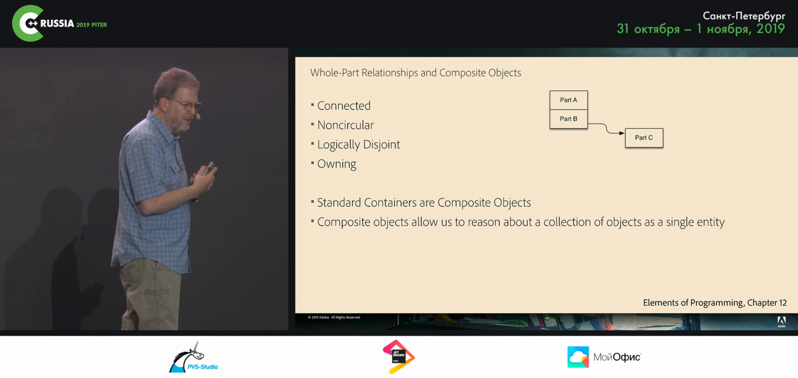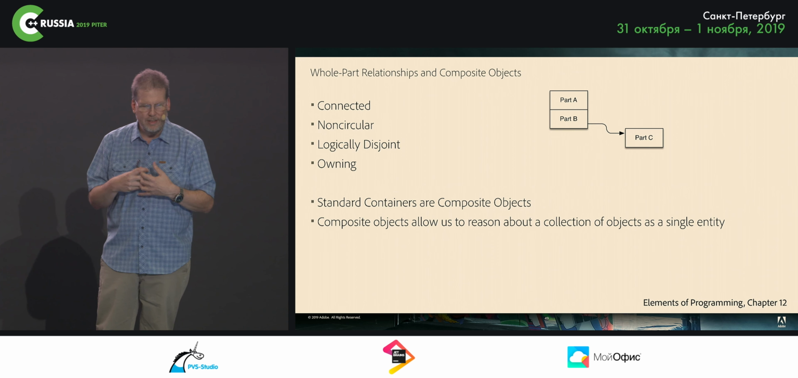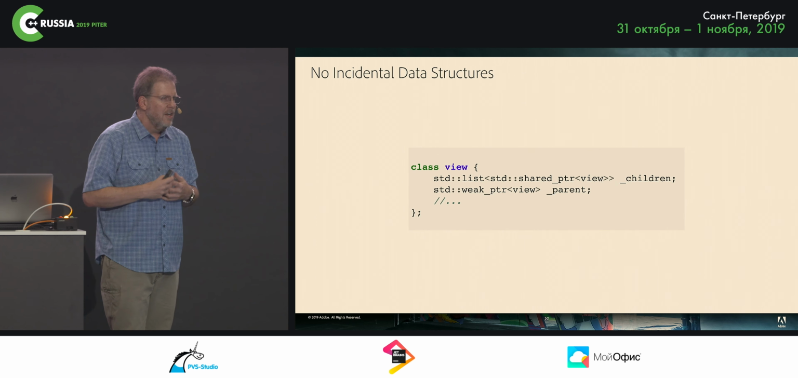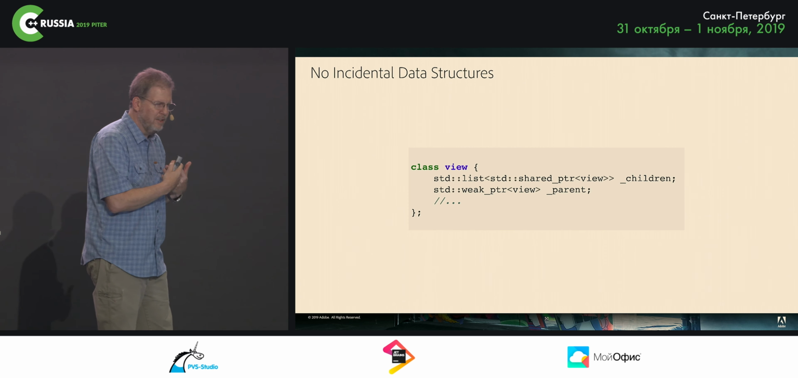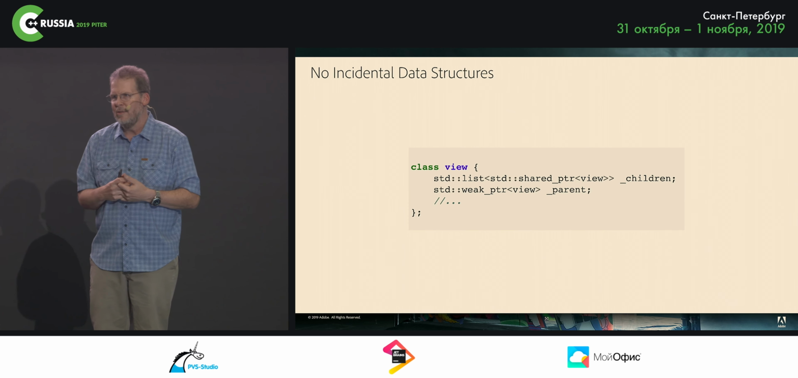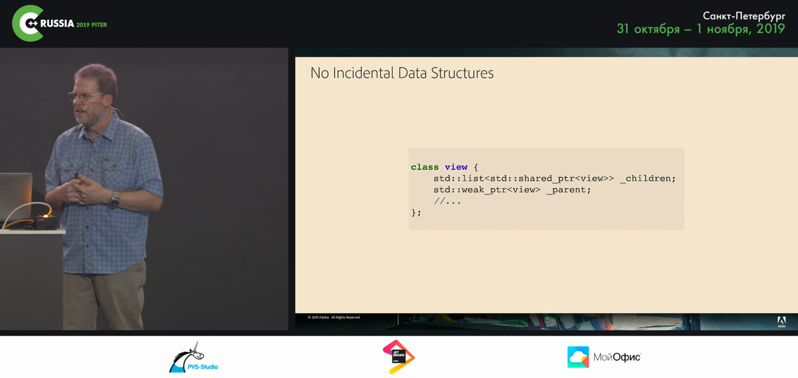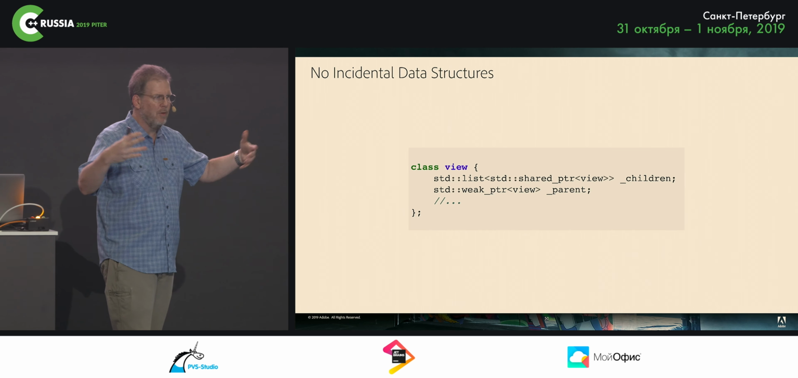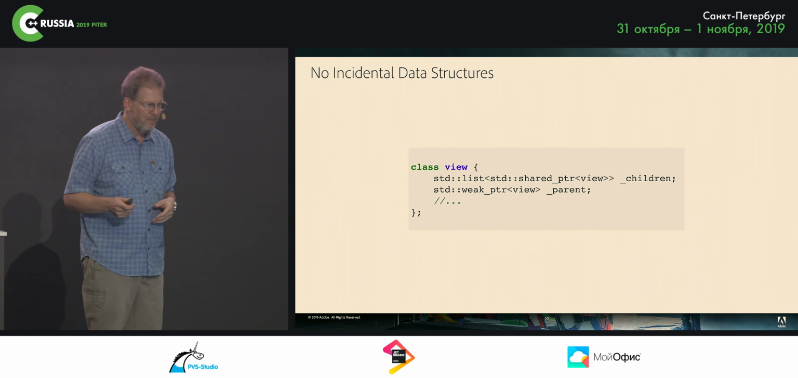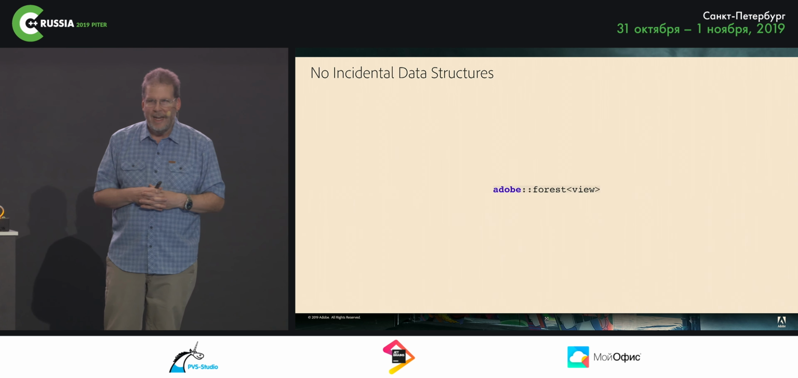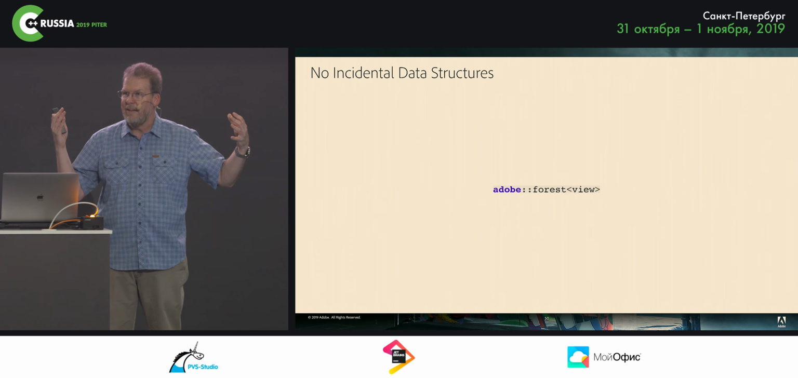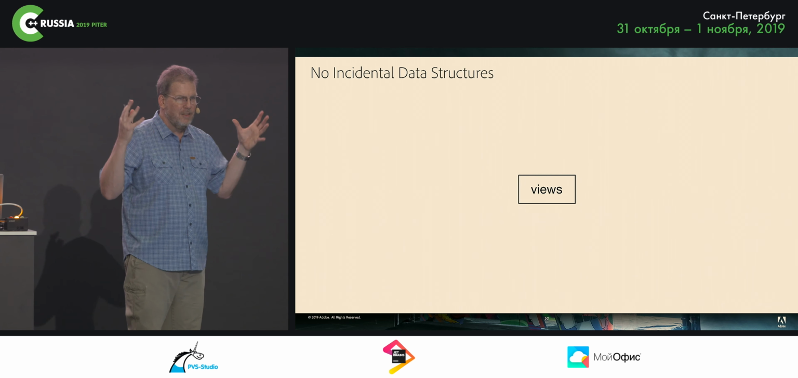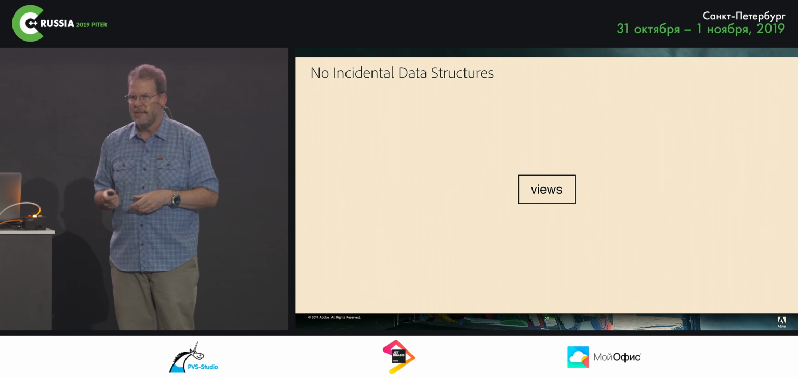So the standard containers are composite objects, and composite objects allow us to reason about a collection of objects as if they were a single thing. This is why in some of my other talks, I talk about no incidental data structures. Right? Incidental data structures are when we have objects that are connected to other objects, and we don't have a clear demarcation between where an object begins and ends. We just have a morass of interconnected objects within our system. Right? So I don't want something like that. I want a container object where, instead of having some implicit hierarchy, I've got an explicit forest here as a hierarchy. And that lets me think about that thing as being one entity as far as my relationships go.